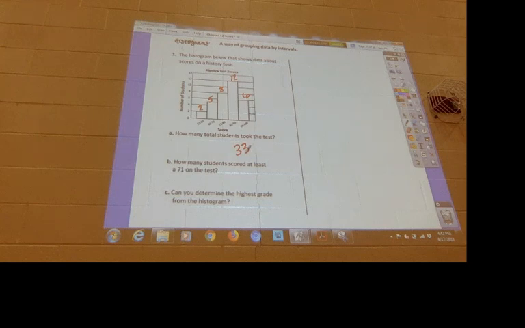All right. How many students scored at least a 71? 26. So 8 plus 12 plus 6, 26. Can you determine the highest grade from the histogram? No. Why? It's in a range. So no.